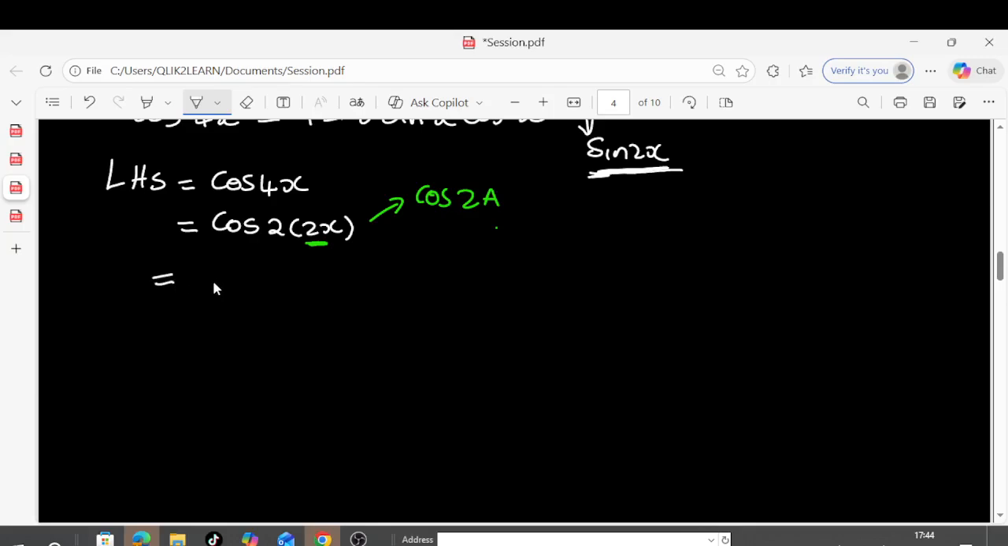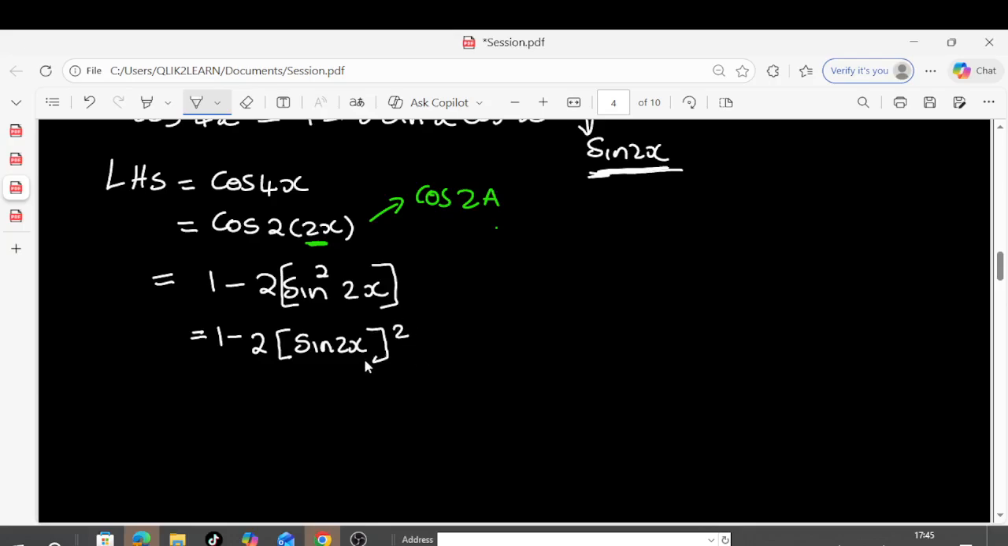So this will be equal to 1 minus 2 times the sine squared of that angle. What is your angle? Your angle is 2x. So now I can rewrite this as 1 minus 2, and remember the squared is on that sine, so inside the bracket I have sine 2x squared.